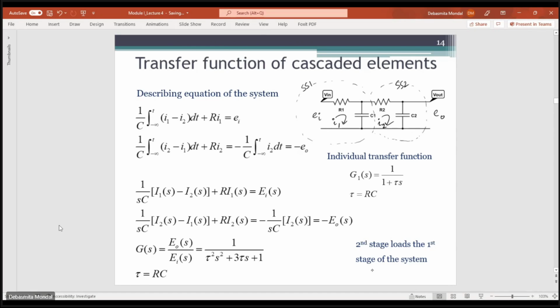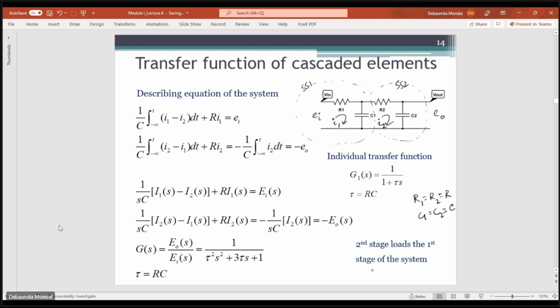Apparently it might look like if I get the transfer function of subsystem 1 and the transfer function of subsystem 2, and just multiply these two, we'll get the overall transfer function. But will that be the case? Let us see. Here the first part of the system, subsystem 1, is actually being loaded by the second part. Because of this loading, let's say R1 equals R2 equals R, and C1 equals C2 equals C.